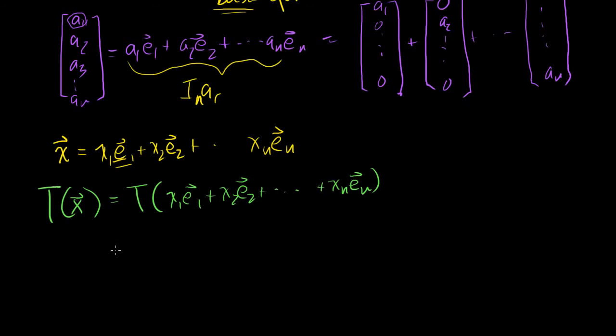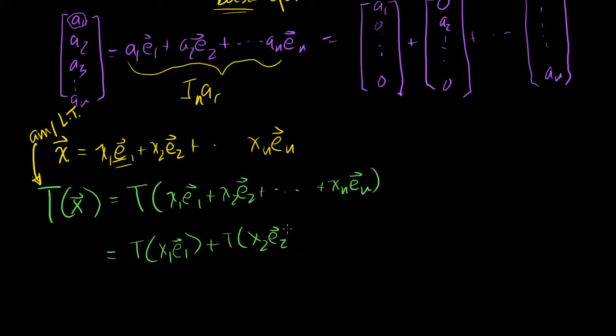So this is equal to the transformation of x1 e1 plus the transformation of x2 e2, where this is just any linear transformation. Let me make that very clear. This is any linear transformation. By definition, linear transformations have to satisfy these properties.